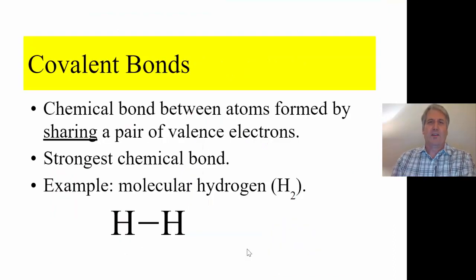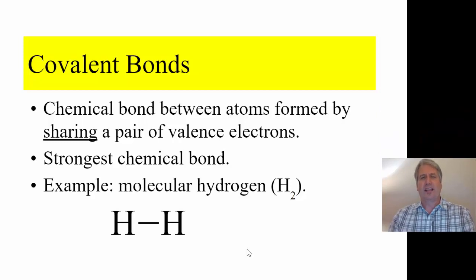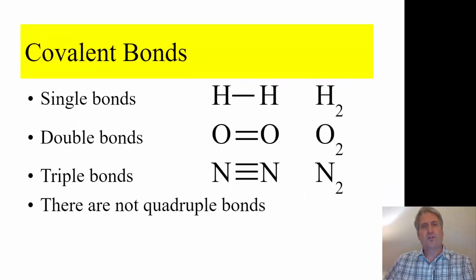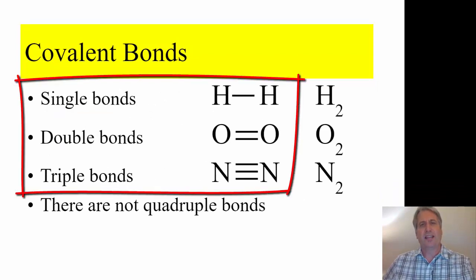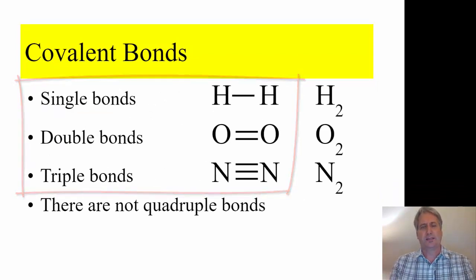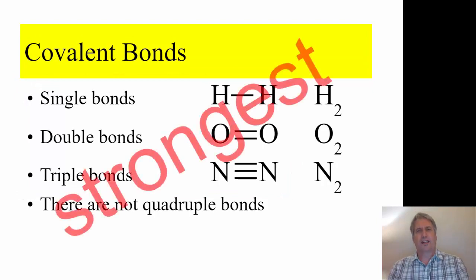To recap, there are two types of chemical bonds. Covalent bonds, where atoms share electrons. There are three types of covalent bonds: single covalent bonds, double covalent bonds, and triple covalent bonds. Covalent bonds are the strongest types of chemical bonds.